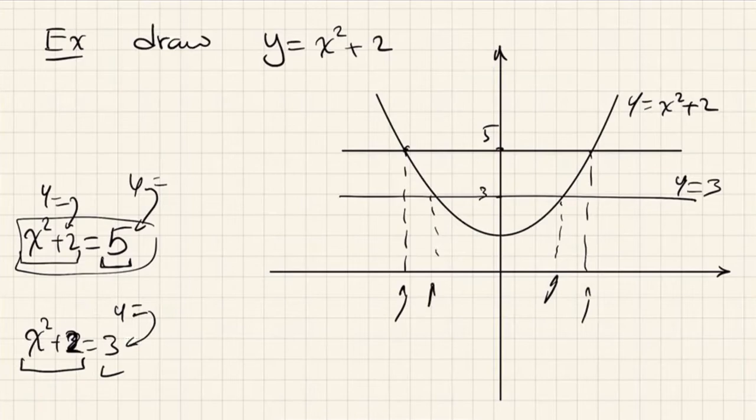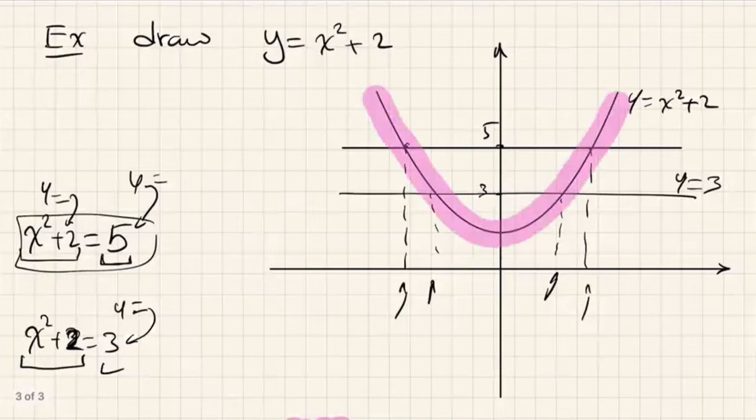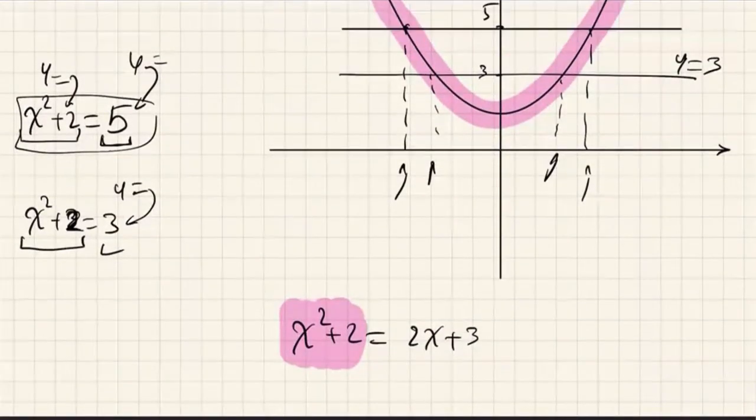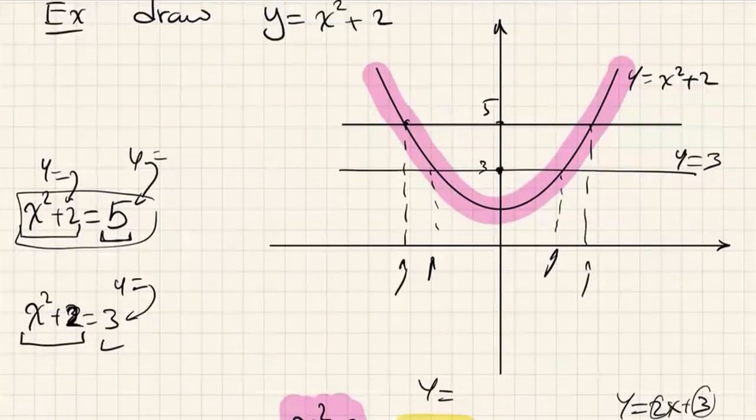Okay, I want you to solve this equation: x squared plus 2 equals 2x plus 3. So what you have to do in this case, this is the graph which you already drew, which is this one. Okay, I want to draw this graph. What is this graph? y equals 2x plus 3 means a straight line with gradient 2 and the point 3. So I will go for point 3, and this is the point where the line will pass through.